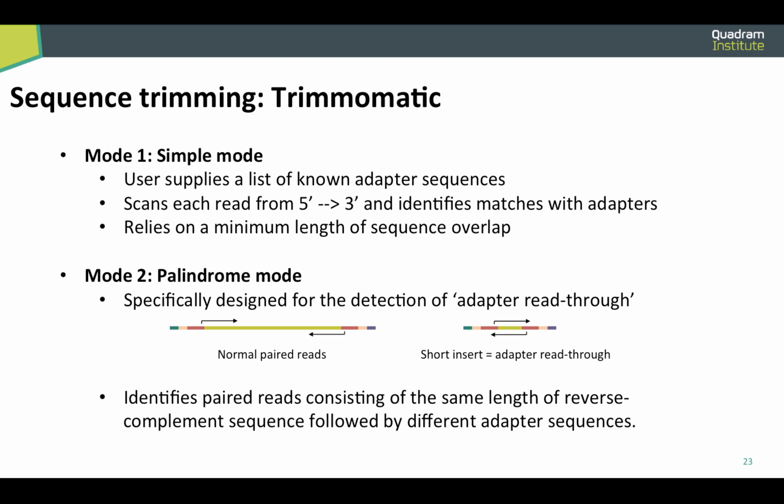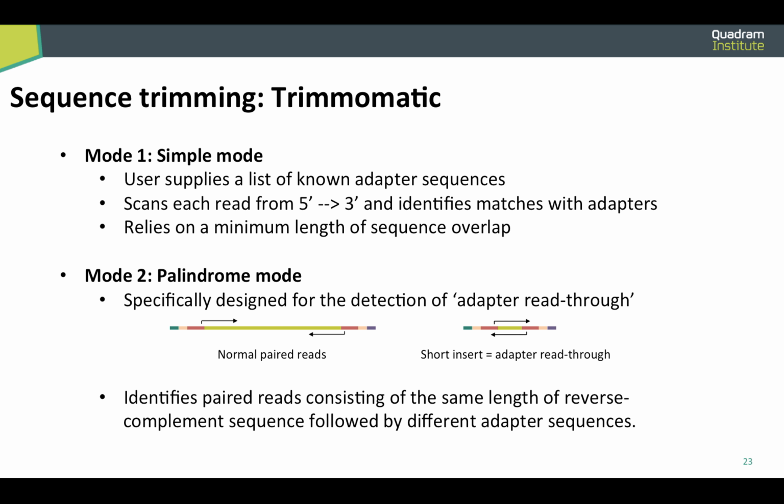So if you're simply trimming adapter sequences off, you can just supply a list of the adapter sequences that you know that you've used, and the program will then identify those sequences where they exist and trim them off your samples automatically, or it can identify sequences that you might want to get rid of.